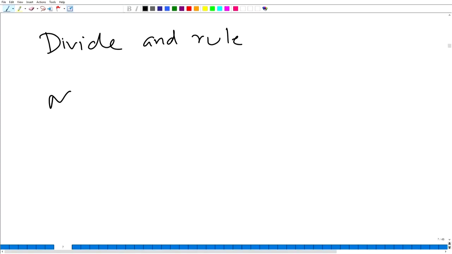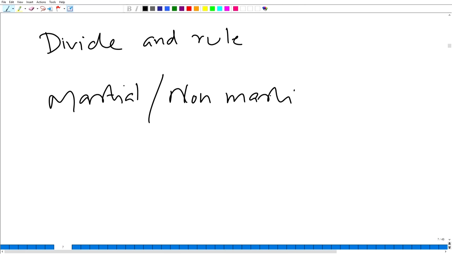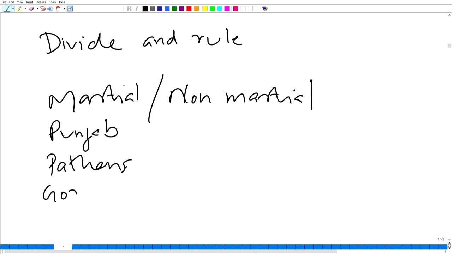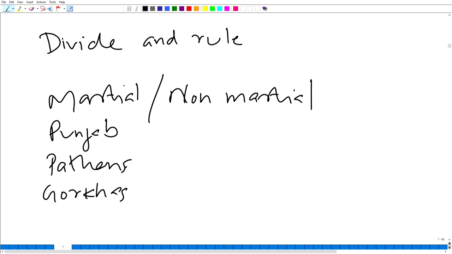Then the next change: Sikhs from Punjab, Pathans and Gurkhas were declared martial. The Sikhs from these areas of Punjab, the Pathans and the Gurkhas supported the British in the suppression of the rebellion of 1857. Hence, they were declared martial races, and they were massively recruited.